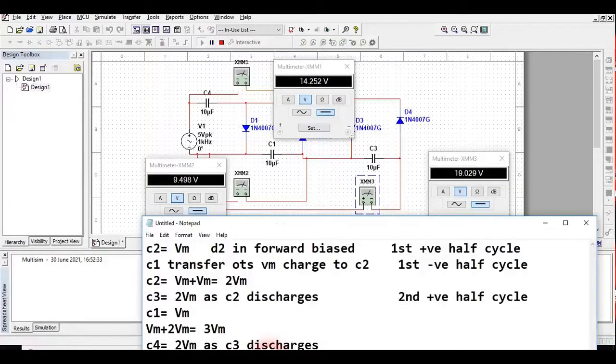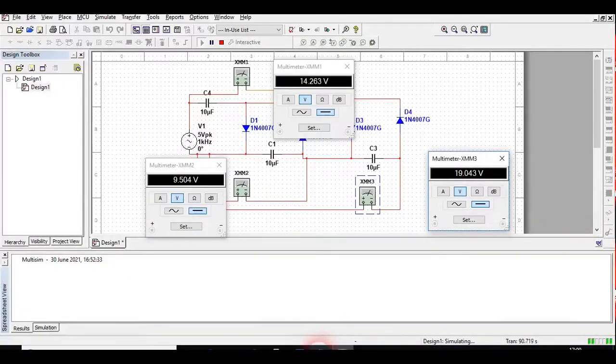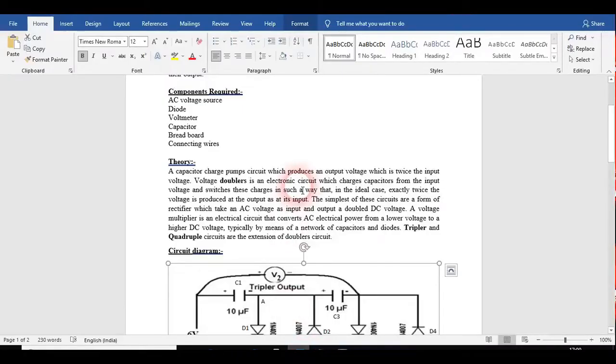Already I have told you the theory of how this actually works. This thing I haven't written here: this has worked for the second negative half cycle, which I haven't written here. I think you have already learned the theory about this. I will also write the details in this manual. I will make the manual of a better kind, and I will provide it to you.